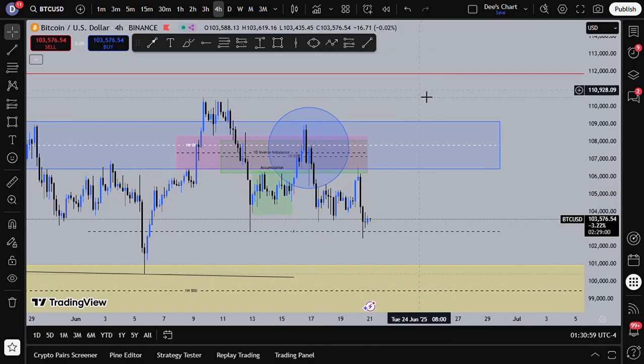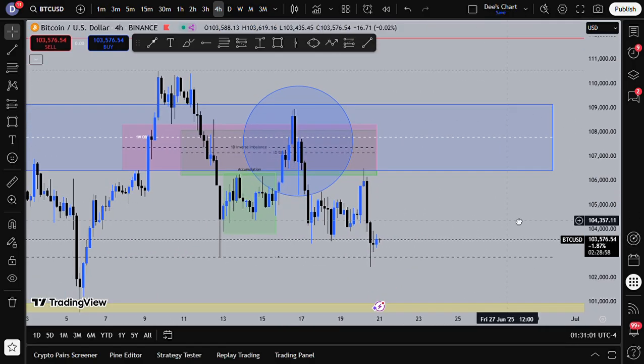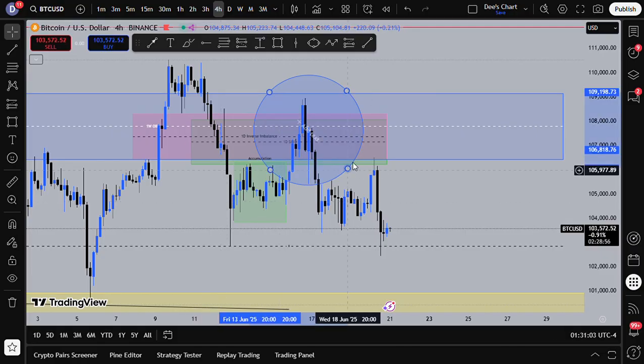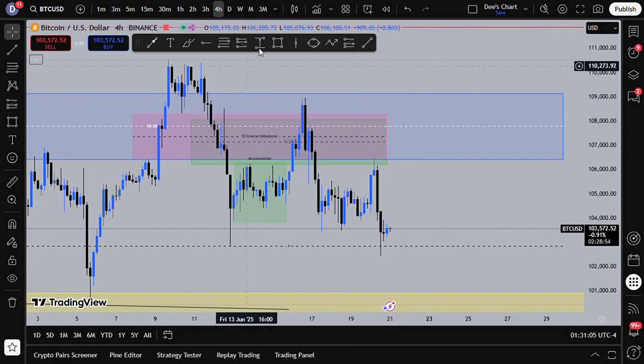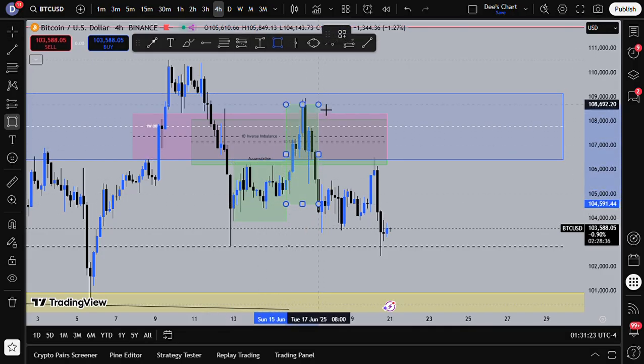This is where we accumulated. So let me just make this bigger so you can see. This is where we accumulated. So before I did that, that's where we were looking for an entry. So we have accumulated. I'm sorry, I'm just trying to make this. So we have accumulation followed by manipulation.